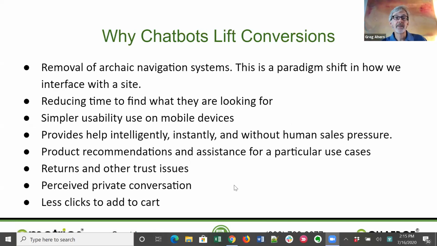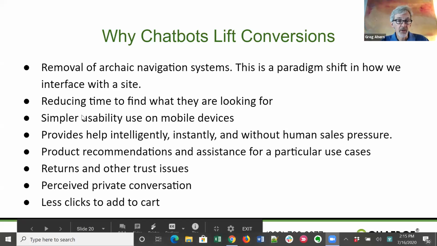So the question is, why is this happening? The biggest piece that I see is that we've been using the same navigation system since 1994, which is fine when you have 5 pages and a nav bar with 5 buttons. But now we have a gazillion SKUs and all these different subcategories, and we're still trying to use the same type of navigation system, and things just get buried. And so with the chatbot, you talk to it, and it immediately shows you what you're looking for. There's a number of other pieces in here.